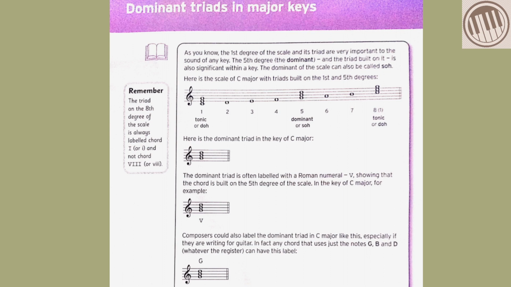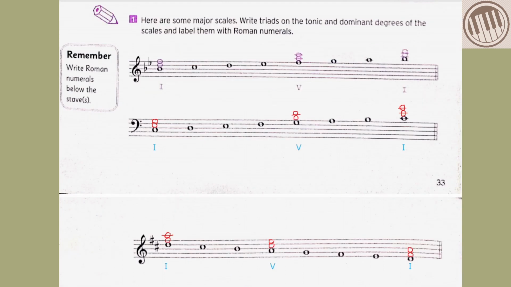So let's take a look at your exercise. So now you can see I have written out my triads for the first exercise. All you have to do is build the triads on the tonic and the dominant of the scale and write the Roman numbers under the stave for each of these chords. So my first one is a C major scale. You can build the tonic triad on C, E and G. And as you know, we can write the capital I and capital V for the 5 chord.